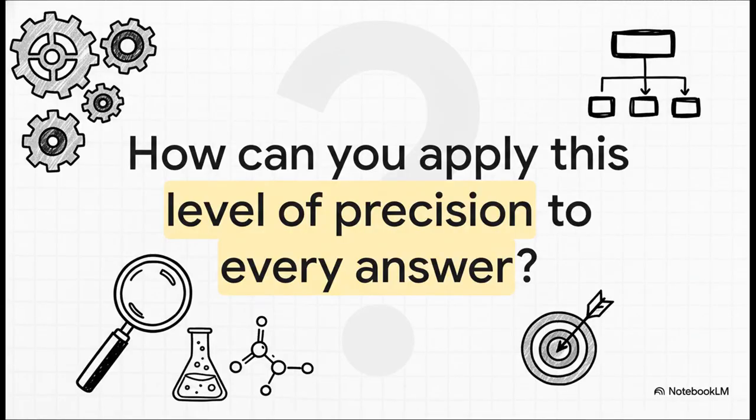When you boil it all down, this whole masterclass comes back to one single word: precision. It's about answering the exact question they ask. It's about showing you're working clearly. It's about building your answer step by logical step. So the real question to ask yourself now is, how can you bring that level of precision to every single answer you write? Because that is the key to thinking like an examiner.